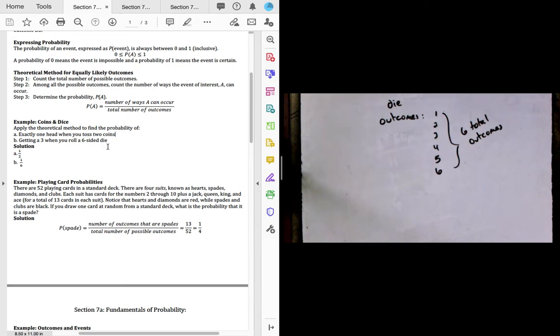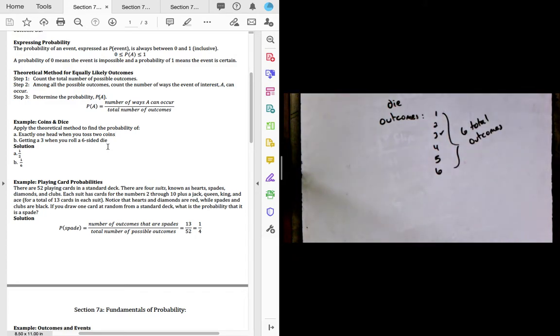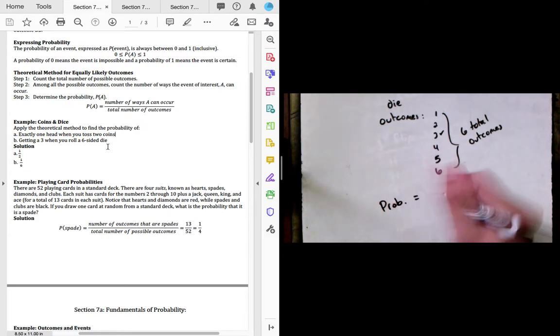In this problem, it asked, what's the probability of getting a 3 when you roll a 6-sided die? And so our total outcomes are 6. The desired outcome is a 3, and there's only one of those in our list. And so our probability would be 1 out of 6. One outcome that helps us out of 6 total outcomes. And so this is how we generate probability.